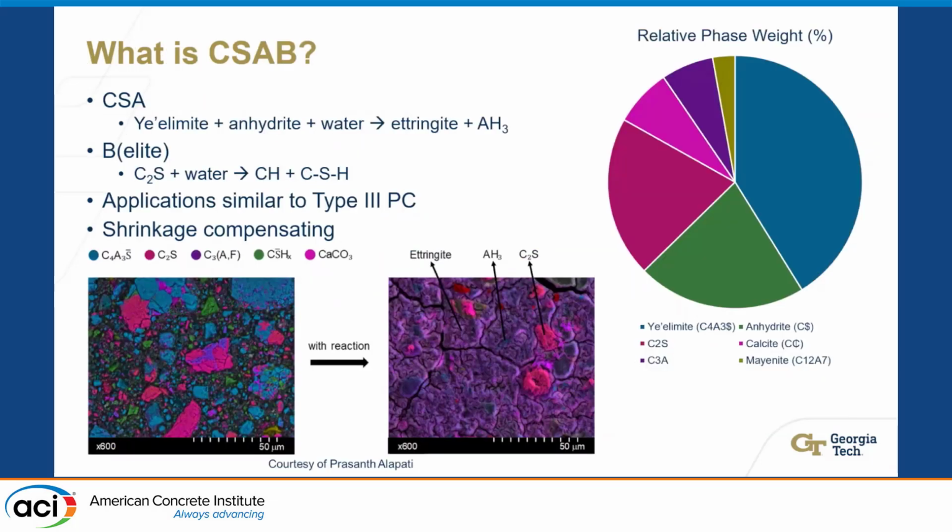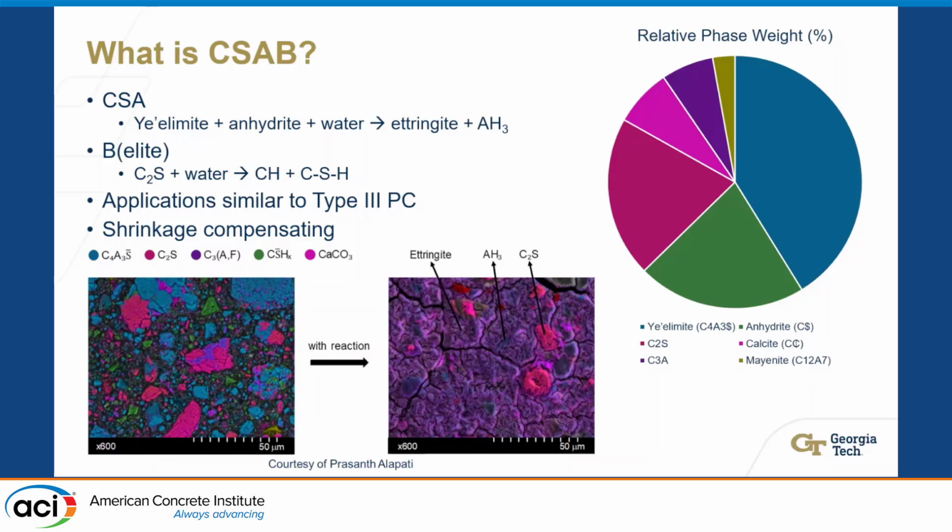So what is this CSAB that I'm talking about? It's a combination of calcium sulfoaluminate and belite. So calcium sulfoaluminate, or in mineral form ye'elimite, reacts with added anhydrite for the sulfate balance, along with water to form ettringite and aluminum hydroxide in a similar fashion as your C3A or aluminate reaction. And belite, the same one found in Portland cement, reacts with water to form your calcium hydroxide and CSH.